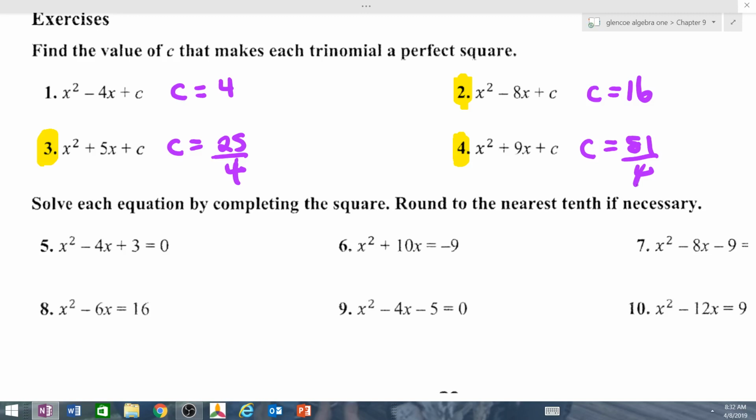Who wants to share what they got for 3 as a fraction? John? C equals 25 over 4. 25 over 4. Outstanding. And who'd like to share what they got for number 4? Yes, thank you. C equals 81 over 4. Does anyone have a question on any of those? Are you guys good? All right. That's all we have there.